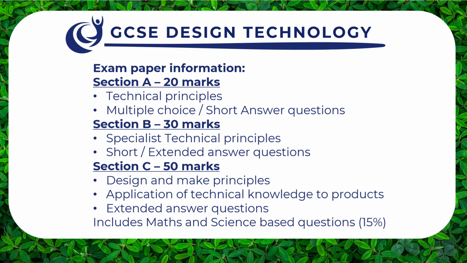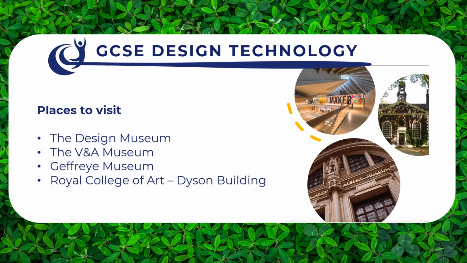Some places that you could visit, but lots of these places have online exhibitions that you can look at. I know the Design Museum has some online exhibitions where you can look at some past exhibitions that they've had, and there are some tasks associated with those. The V&A is quite good as well, and the Jeffrey Museum. So have a look at all three of those online to see what you can find and some examples of the types of products that they exhibit.